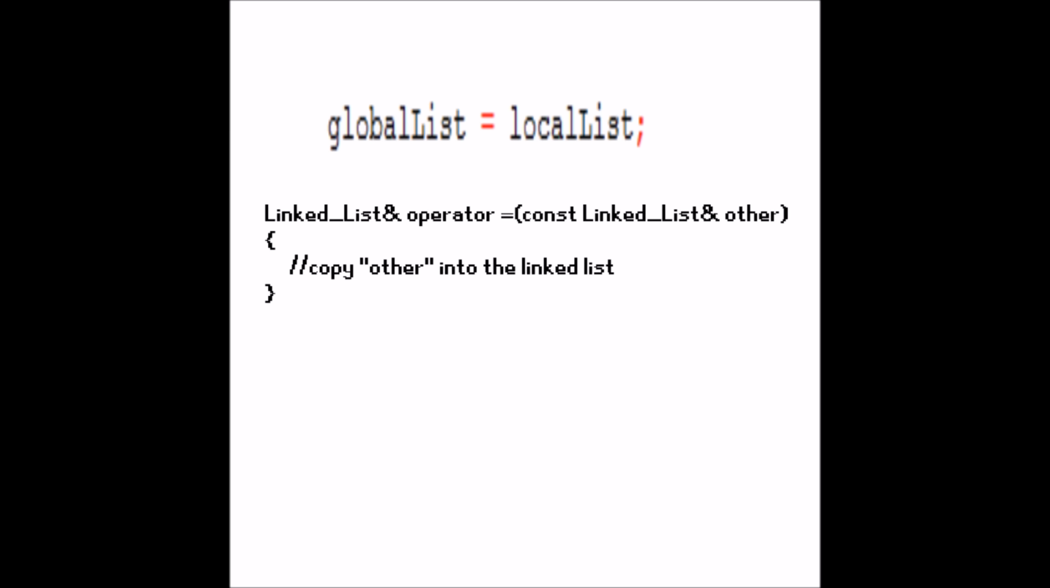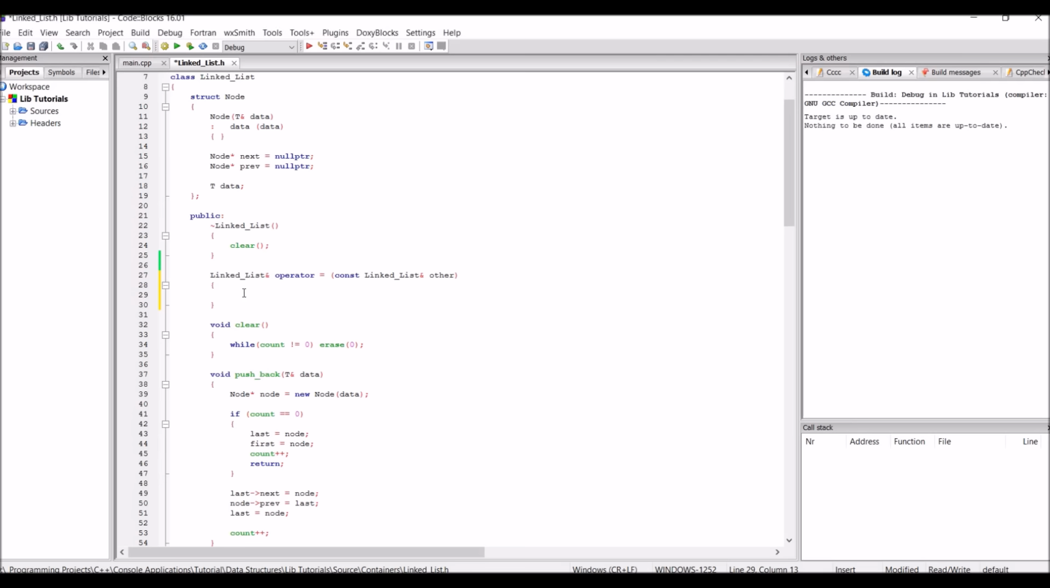So if you look at the expression above the function, you can see that global list is equal to local list. Global list will be the one being returned from the function, and local list would be the one passed into the arguments of the function. So what we want to do is copy other into the linked list. First of all, we would need to clear any nodes that are currently in the linked list. So we can just call clear for that.